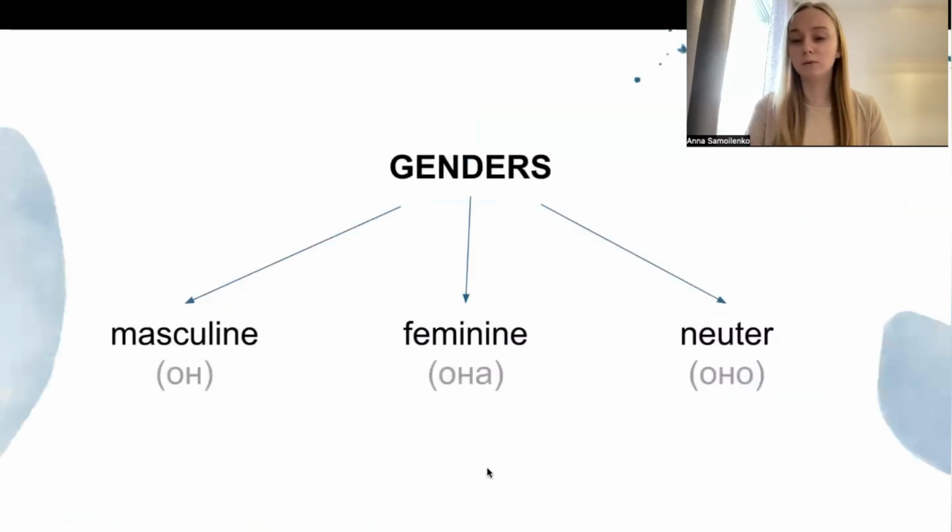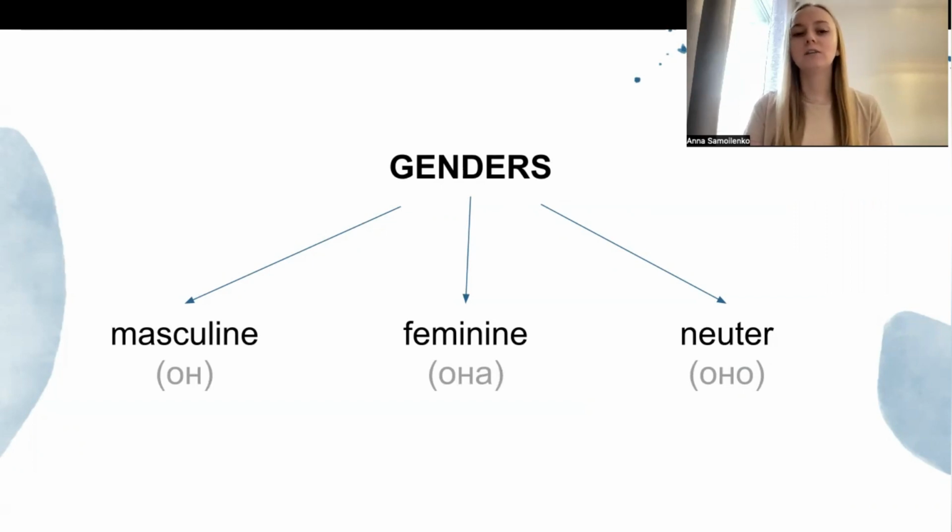Maybe you already know, but I want to remind you that in the Russian language, we have 3 genders. So we have masculine gender. In English, we have the pronoun he, and in Russian it is он. Also feminine gender, она. Pay attention that we pronounce o like a, она, because here O is unstressed. There is a rule in Russian that if O is unstressed, we pronounce it like A. And neuter gender, оно, оно.